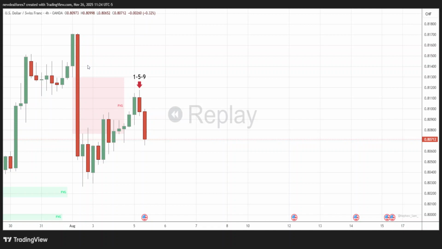And another one whereby you have this large fair value gap on the 4-hour. Price retraces back into it. But remember, the candle range theory doesn't play out until right here. 1, 5, and a 9 to the downside right here. This is your trading candle right here. Okay, so that was that.